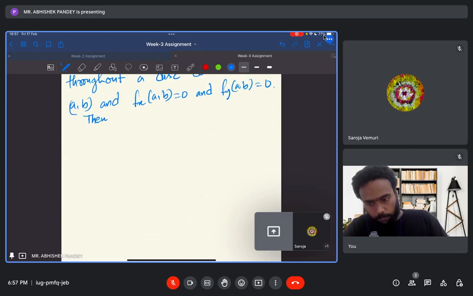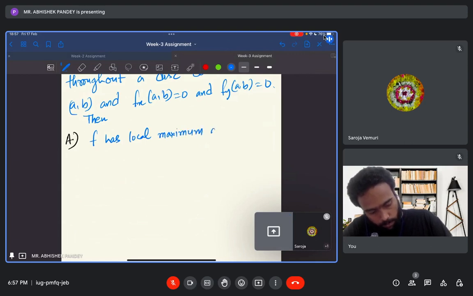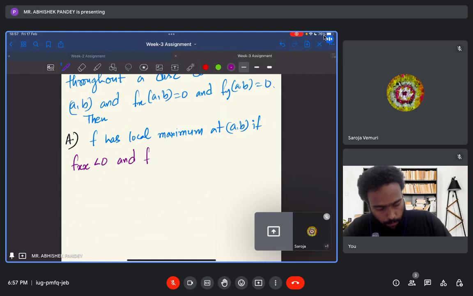Then, okay, so let me write it down. So the condition is: f has a local maximum at a comma b if fxx is less than 0 and fxx fyy minus fxy square is greater than 0 at a comma b.